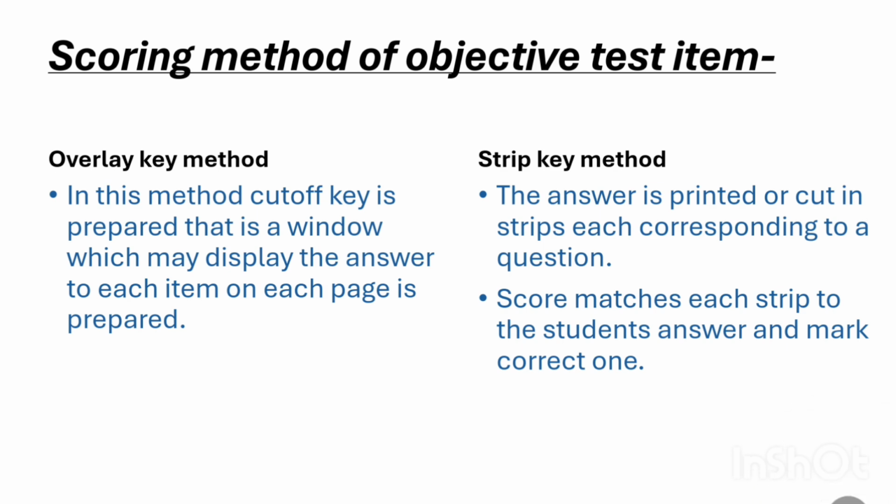Stripe key method. The answer is printed or cut in stripes, each corresponding to a question. Scorer matches each stripe to the student's answer and marks the correct ones.